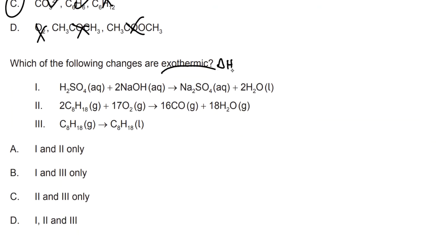Exothermic, delta H is negative. Let me just write negative delta H. That means energy is released from the system into the surroundings. So generally, we have an acid and a base mixed together, a neutralization reaction, which is in fact an exothermic reaction. We have a combustion reaction, combustion, burning of fuels. We do that in our cars. We get a lot of energy released, and we have gas becoming a liquid.